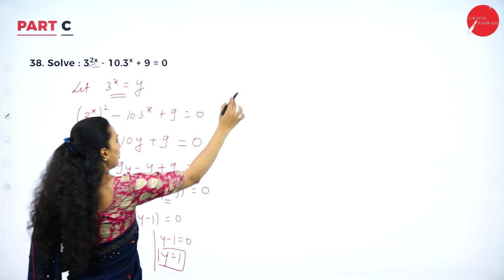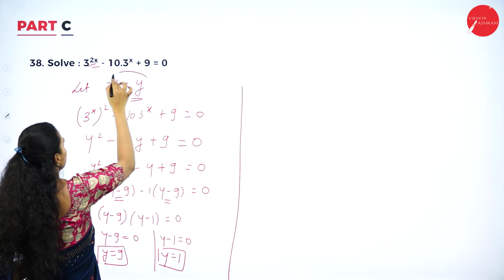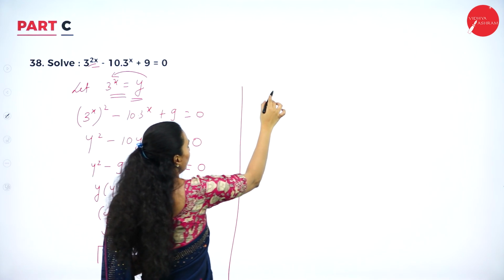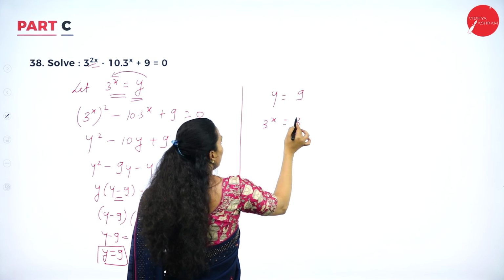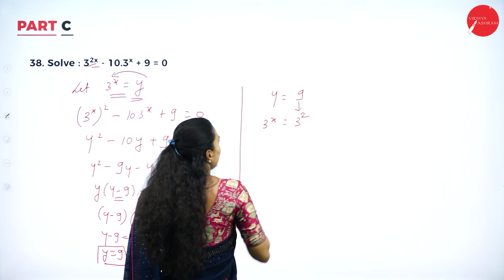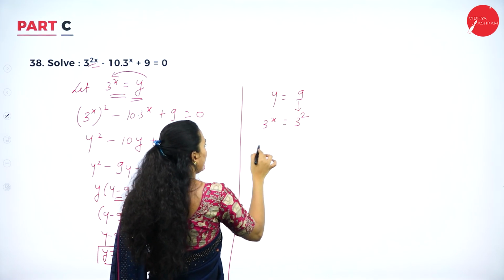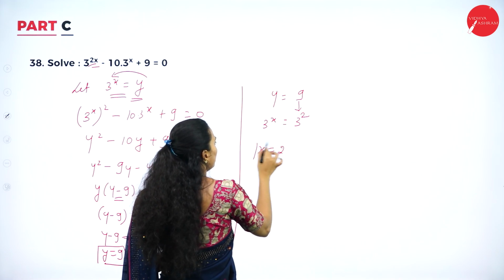Don't stop here only, because we have substituted y as 3 power x. So therefore, when y is equal to 9, 3 power x is equal to 3 squared, because 9 I can write as 3 squared. If the bases are the same, I can equate the powers. x is equal to 2.